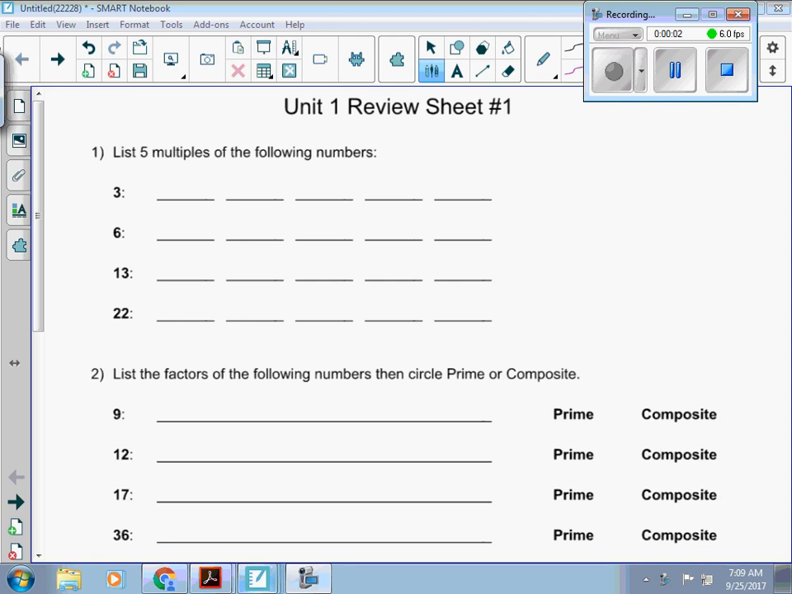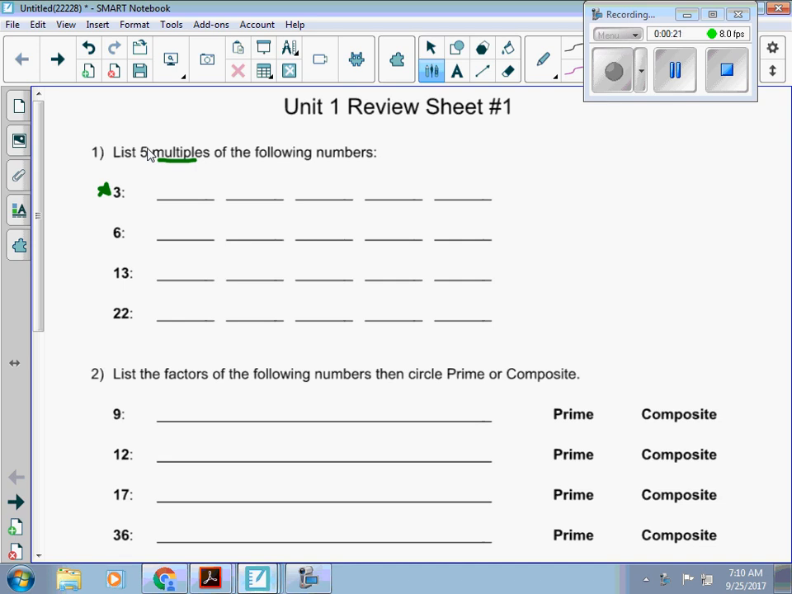We are going to go through our review for our test for Unit 1. The first one says list 5 multiples of the following number. Remember, when we say multiples, we see that the word multiply is kind of in there. So we want to use our number in a multiplication problem.